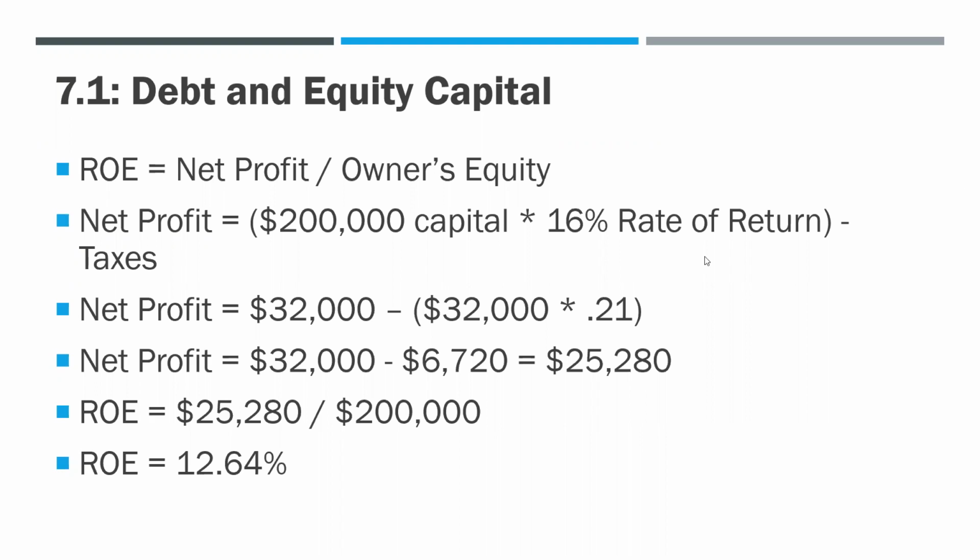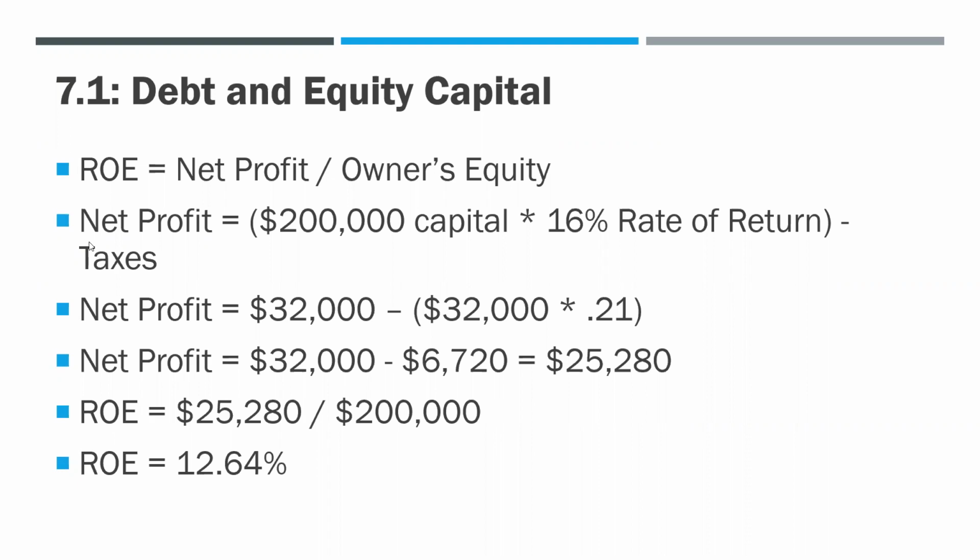And so the way that's going to be calculated is, since net profit was expressed as a percentage of our capital, that'll be the basis of the net profit calculation. From that, we'll subtract taxes and any interest. This first scenario and the second, we don't have any interest to calculate since there is no debt capital involved.